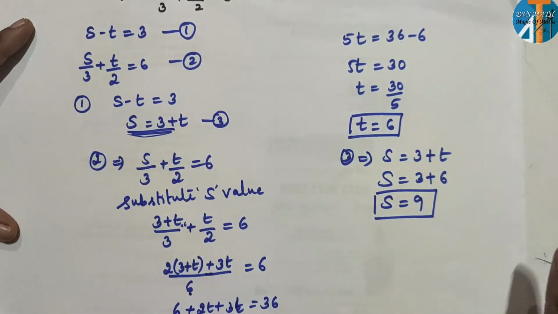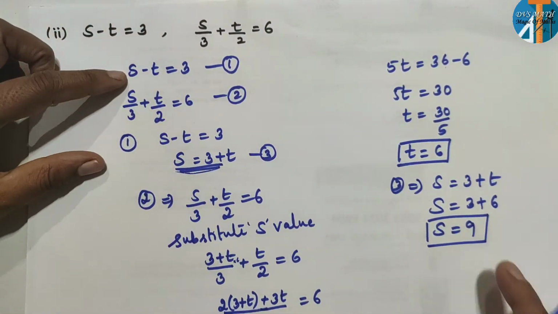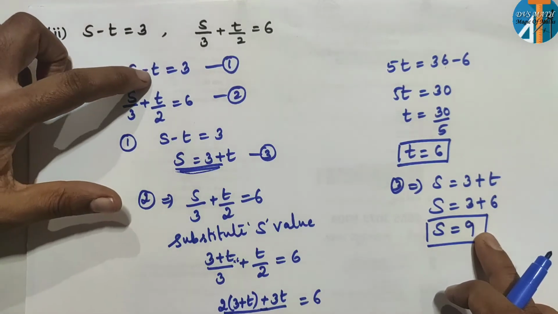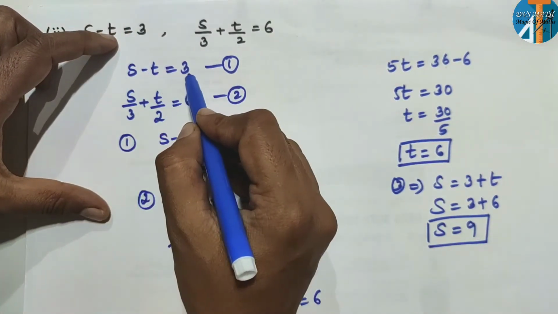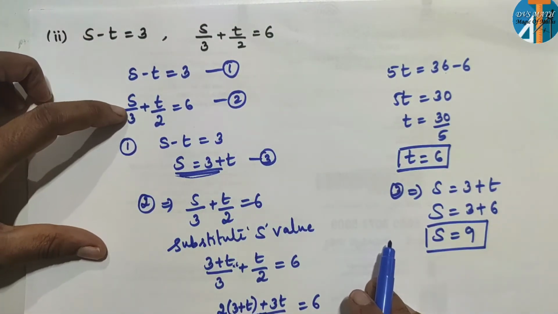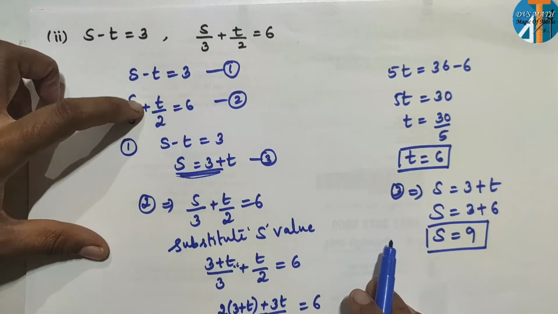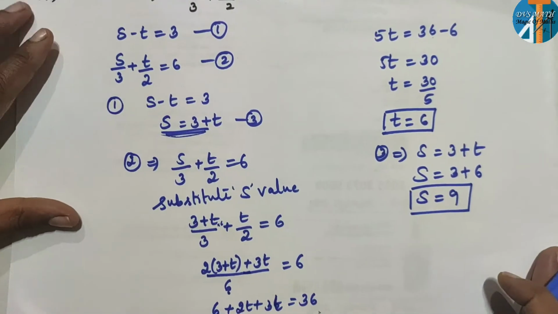And if you have any confusion whether the obtained value is correct or not, you can substitute here. What is the value of s now? 9. What is the value of t? 9 minus 6, you can check. 9 minus 6, it is 3. Here also 9 by 3. What is 9 by 3 value? 9 by 3 means 3. 6 by 2 is 3. 3 plus 3, 6. The same value you are getting.